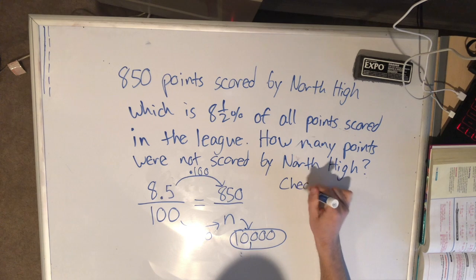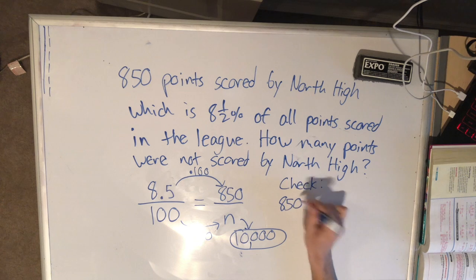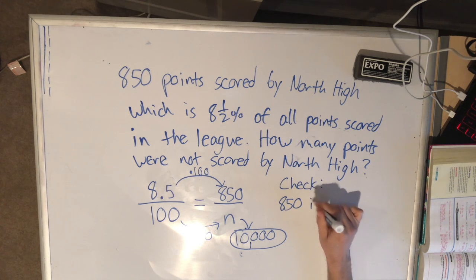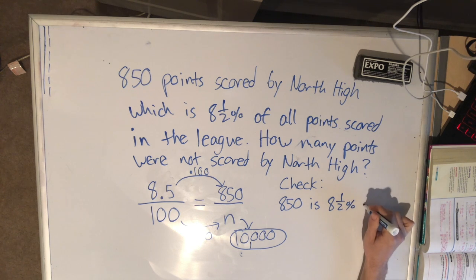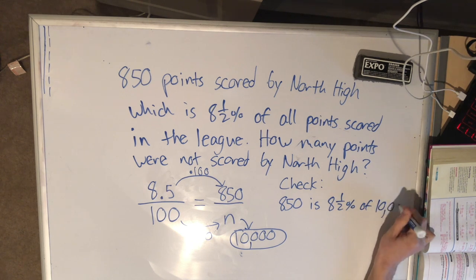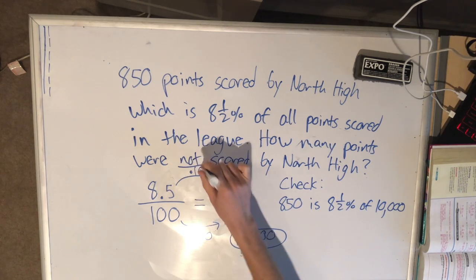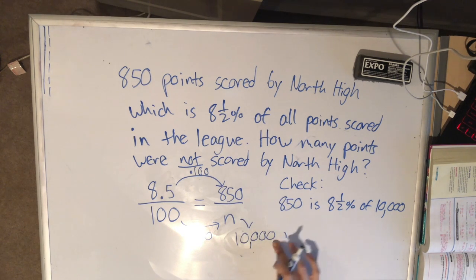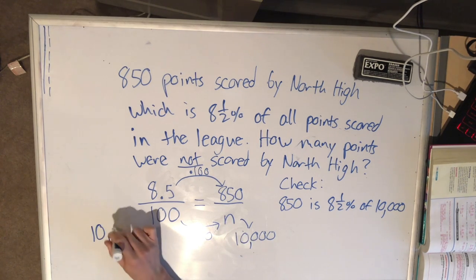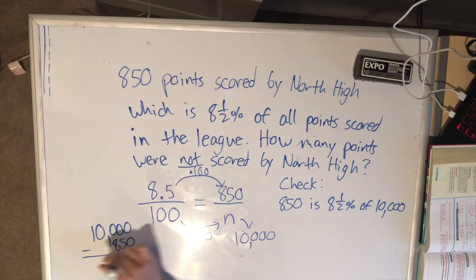And then you can check the answer by seeing if 850 points really is 8.5% of 10,000. Oh, it's asking how many points were not scored by North High. Okay, we know that there were 10,000. We just figured out that 10,000 points were scored in the league total this season. So let's do 10,000 minus the 850 points scored by North High.